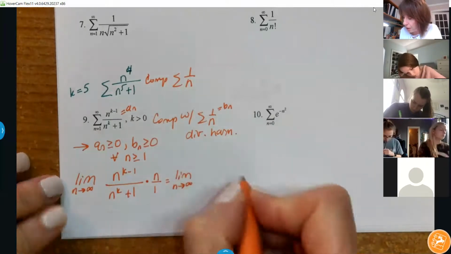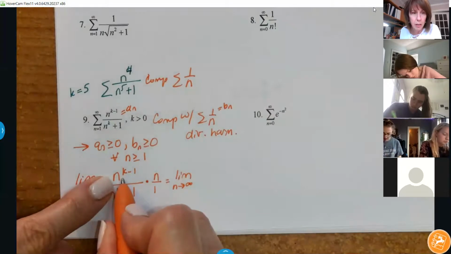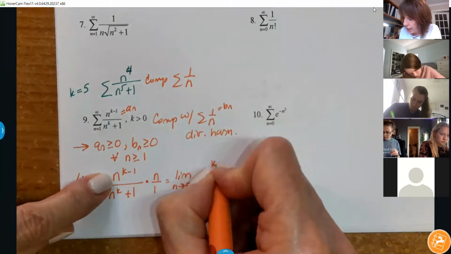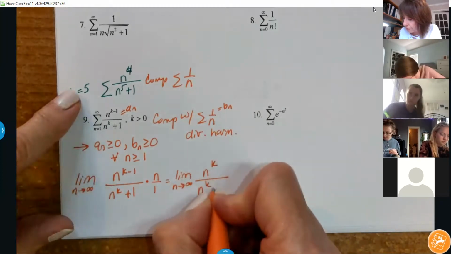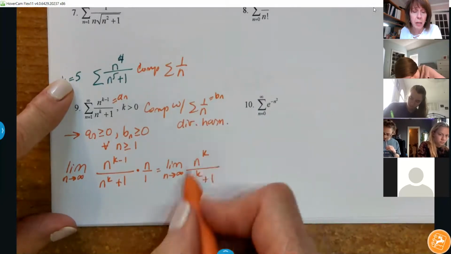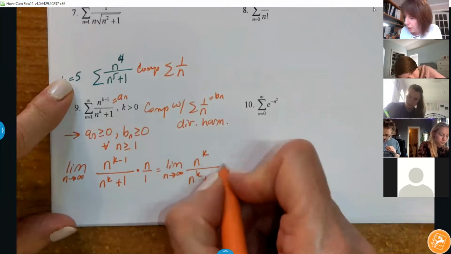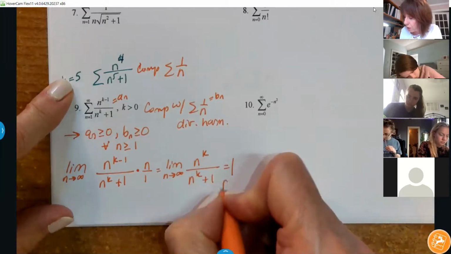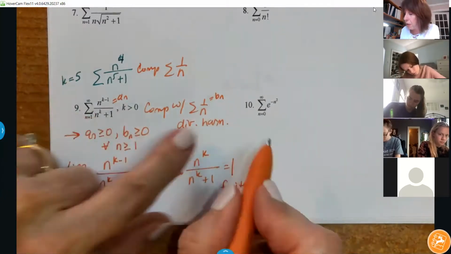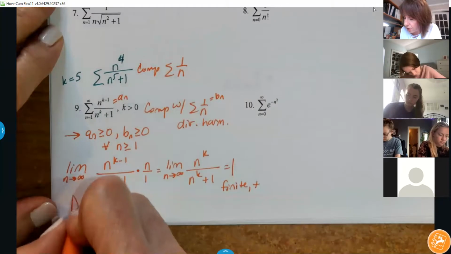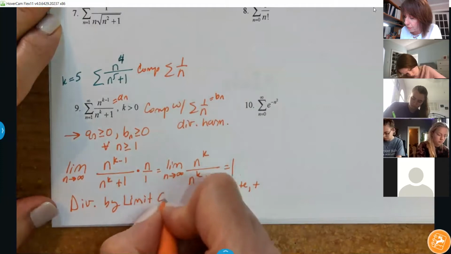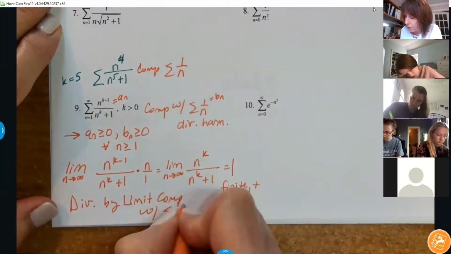Now, up in the numerator, when I multiply n to the k minus 1 times n, that's n to the k now. And now this limit, as n goes to infinity, I have the same thing on top and the bottom. The plus 1 doesn't matter. So this goes to 1, which is finite and positive. So my series does whatever this series did, and it diverged. So it diverges by limit comparison with 1 over n.